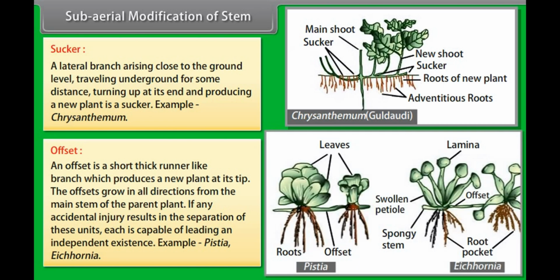The offsets grow in all directions from the main stem of the parent plant. If any accidental injury results in the separation of these units, each is capable of leading an independent existence. Example: pistia, eichhornia. Aerial modification of stem.